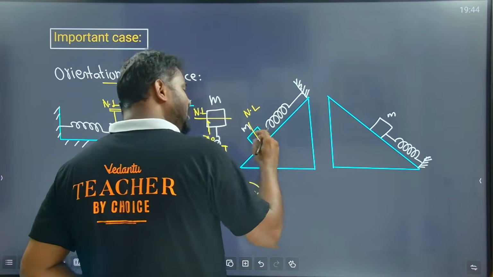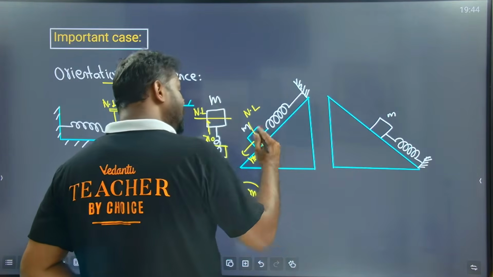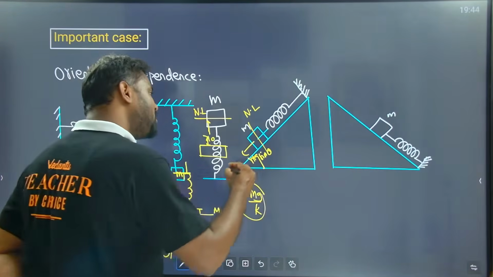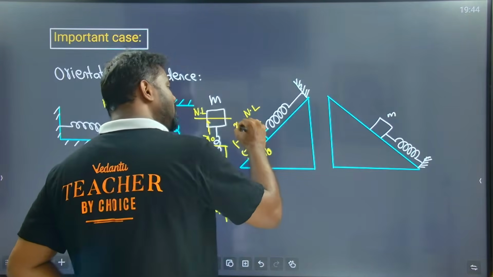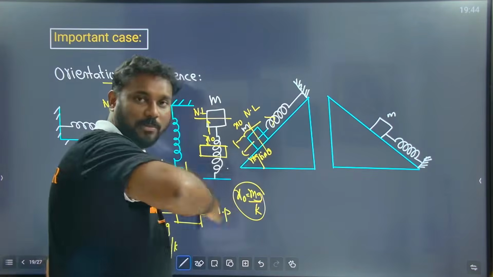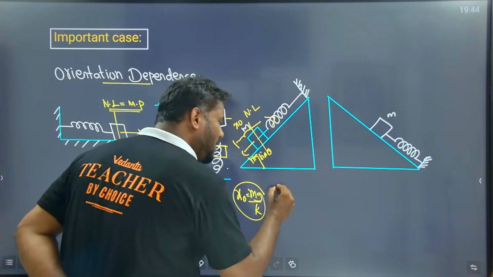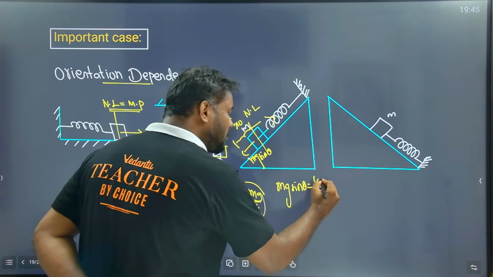Due to the weight of the object, what will act? mg sin theta will act. Due to this mg sin theta, some small displacement will occur, right? From here, there will be some small displacement. This is x0. Because restoring force, we calculate at the equilibrium point. So the downward force is mg sin theta. The upward force will be k x0, right?